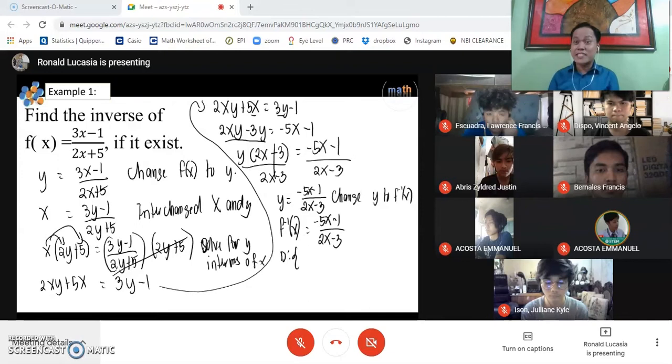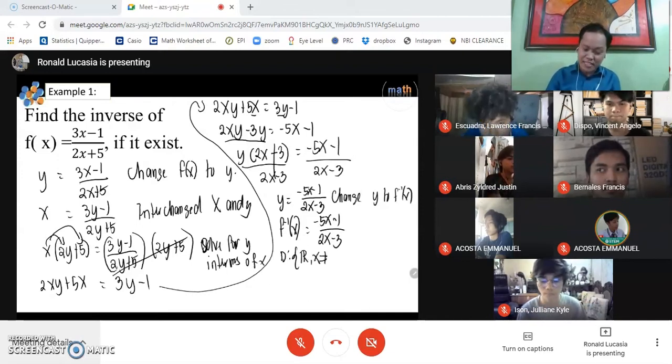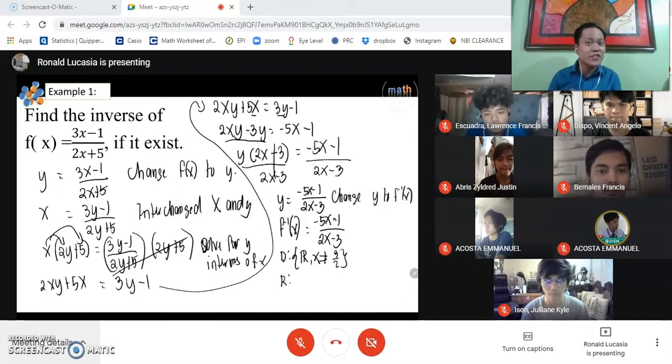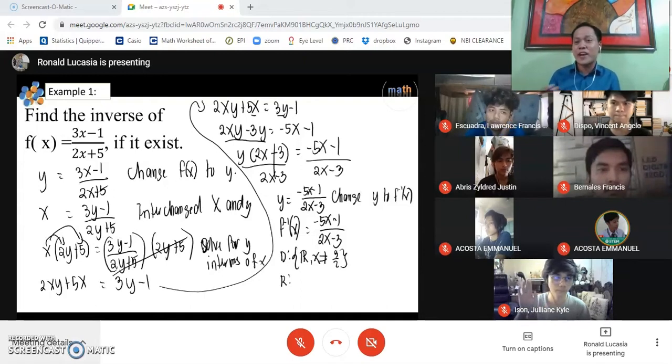That's correct. Except 3 over 2. So all real numbers such that x must not be equal to 3 over 2. Okay? Now, what's the range? Remember the definition of the inverse? The range is the domain of the original function. So what's the range rather?